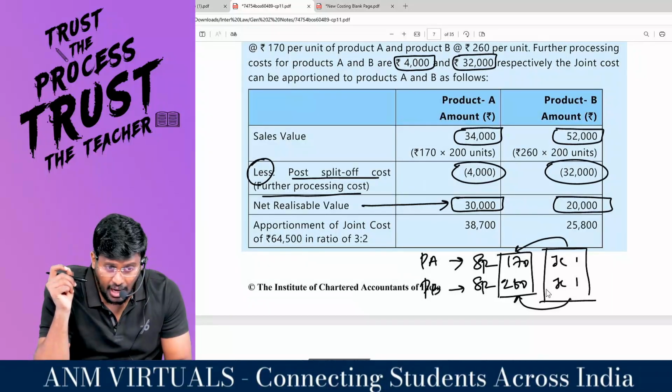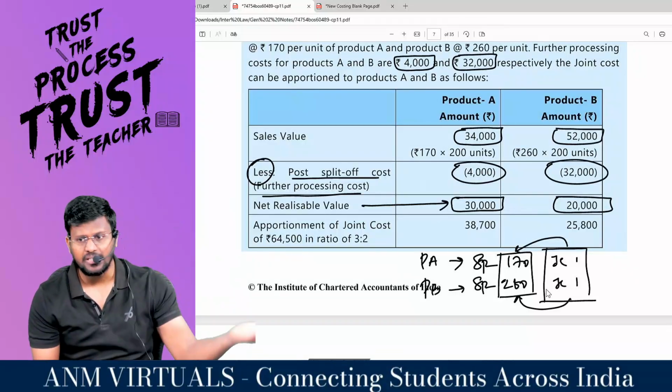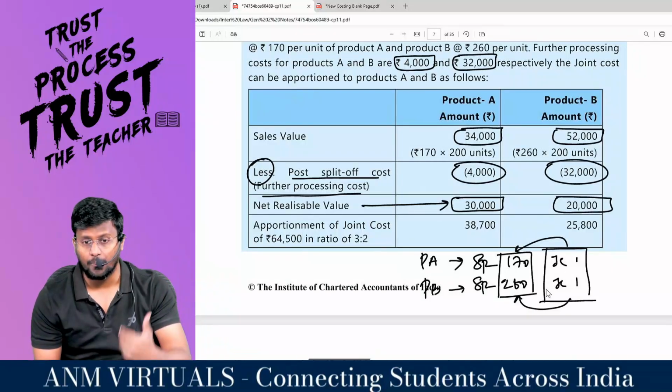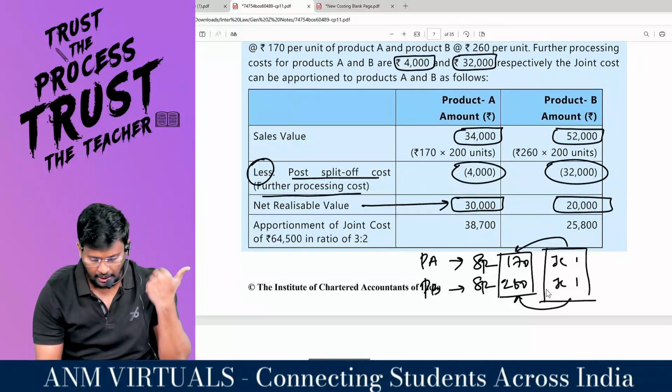That means we are seeing the ability to incur the cost. Whoever has the higher selling price will automatically have a higher joint cost. That is a better method than the number of units method. Are you really with me?